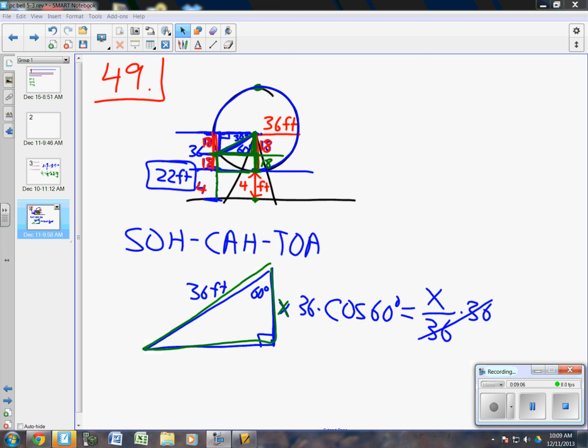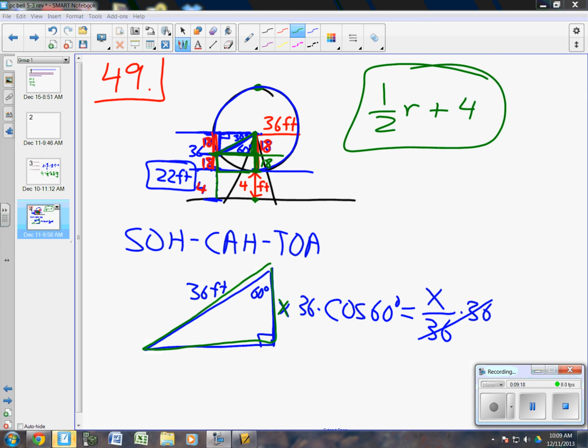So what's the expression we're going to write? 300 something. That's half the radius. And then what? And then adding 4. That's it right there. Whatever the radius is, you take half of it, and you add 4. That's because on the unit circle, we didn't really need right triangle trigonometry to do this. We could have used the unit circle.